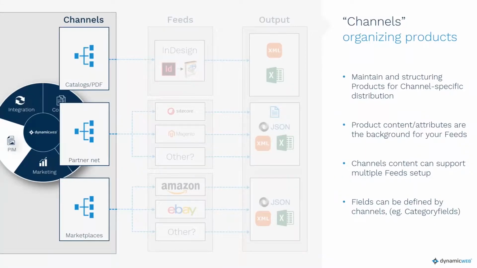So if we first take a look at the channels, again, the channels is where you organize the products you want to go into that specific channel. Now, because there are different requirements depending on if you're sending to a catalog production, or to a partner network, or if you try to send to a marketplace, there are different requirements of how the products should be structured and what kind of information should go with the feed out to the channel to have the correct structure and correct information.